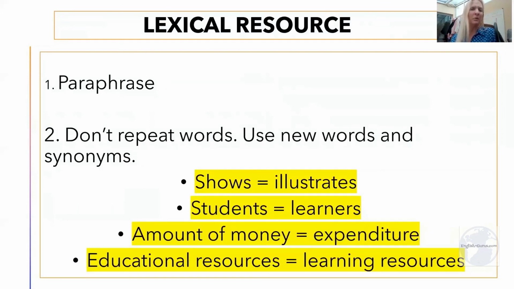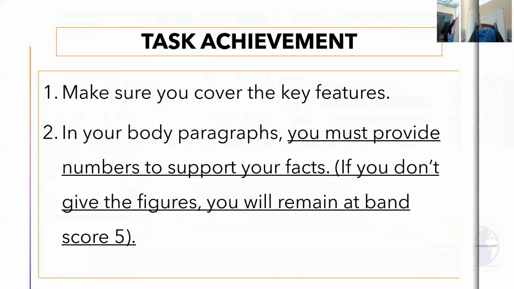I know you're probably thinking, well, how can I do that? The best way to improve your vocabulary is by reading. Read other examples of IELTS texts and essays. Read, read, read. This will really help you, and then practice, practice, practice. That is the best technique.